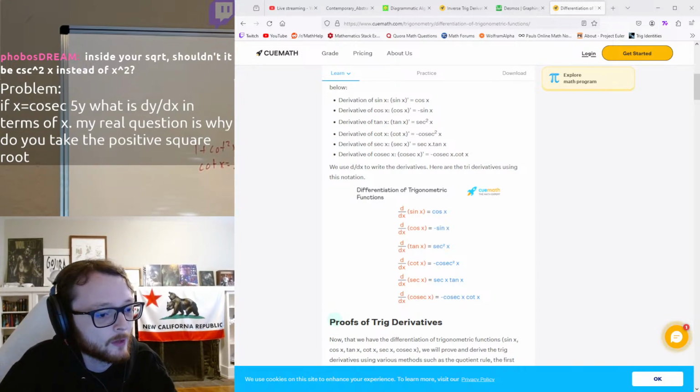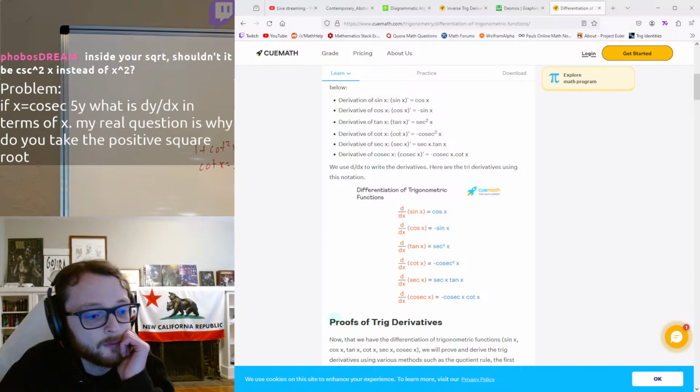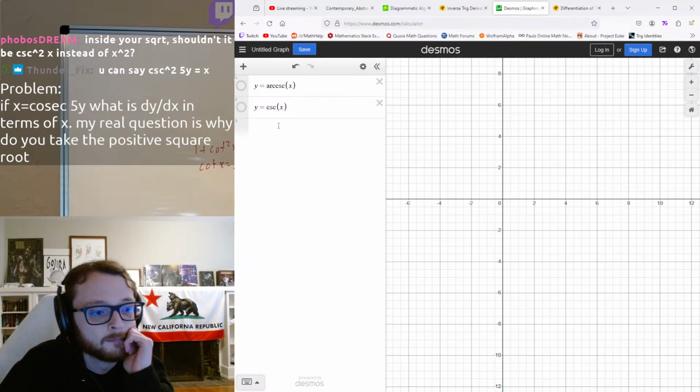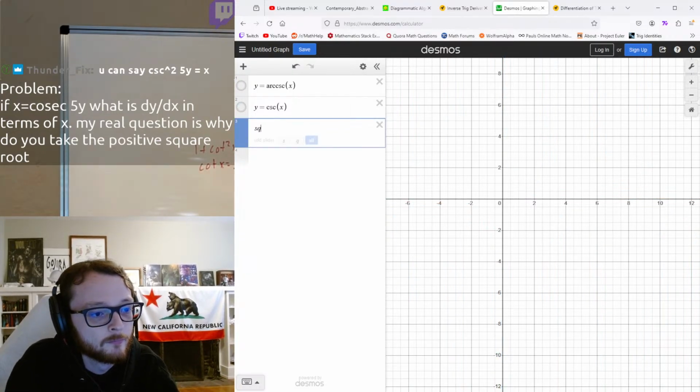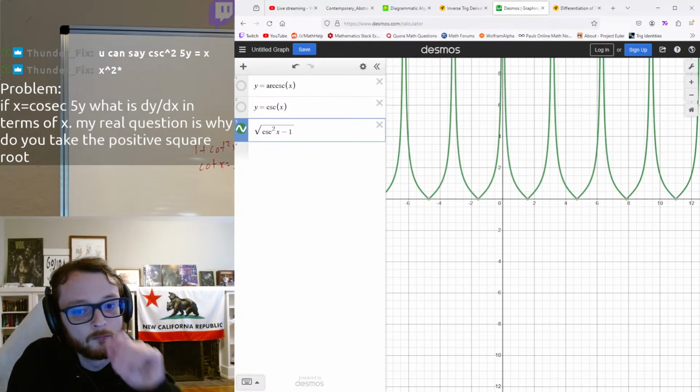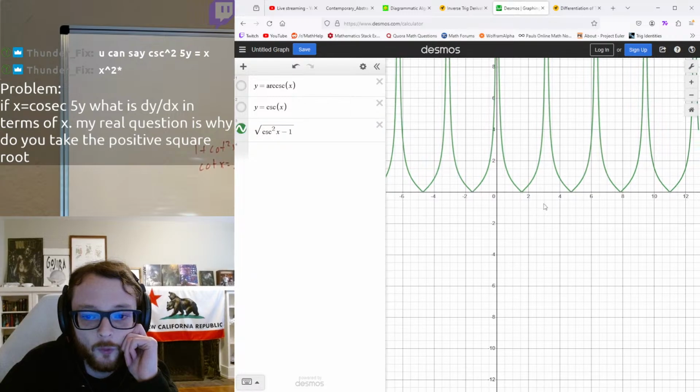Cosecant squared x instead of x squared? Oh, you mean in Thunder's message. Ooh.